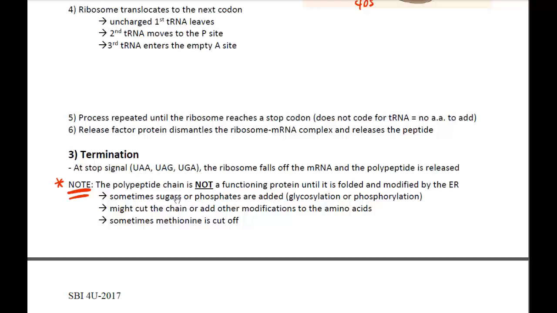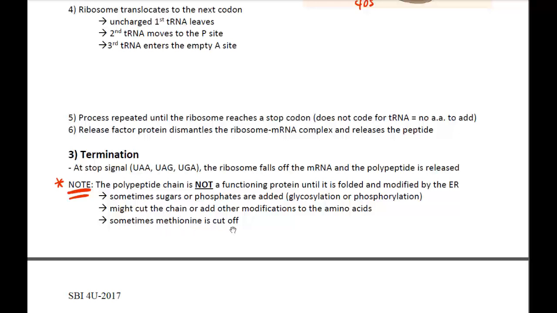Okay. Sometimes you have to add a sugar or a phosphate. It's called glycosylation or phosphorylation, where glycosylation means just to add the sugar. You might also cut off part of the chain or add other modifications. Perhaps there's a metal ion that needs to be added in there, like the iron in the hemoglobin and whatnot. And even sometimes that methionine, that beginning one, is cut off.